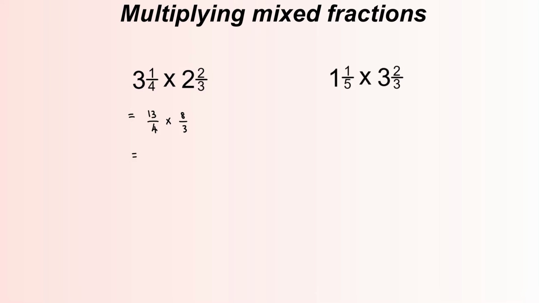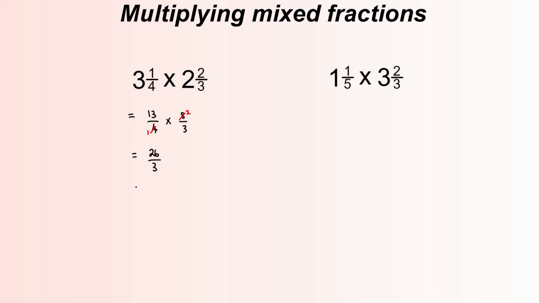Okay, now we can apply our rules. Now at this stage, I'm thinking top times top, 13 times 8. That's not the easiest multiplication to do. Is there anything I can do to make that a little bit easier for myself? And there is. If I look here, this number and this number are both in the 4 times table. So if I divide this by 4, I get 2. If I divide this by 4, I get 1. And that makes it a lot easier because 13 times 2 is 26. And 1 times 3 is 3.